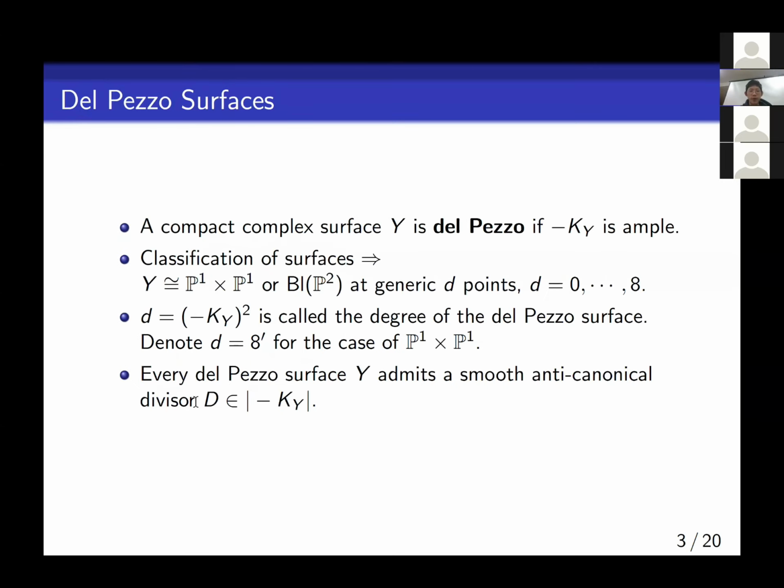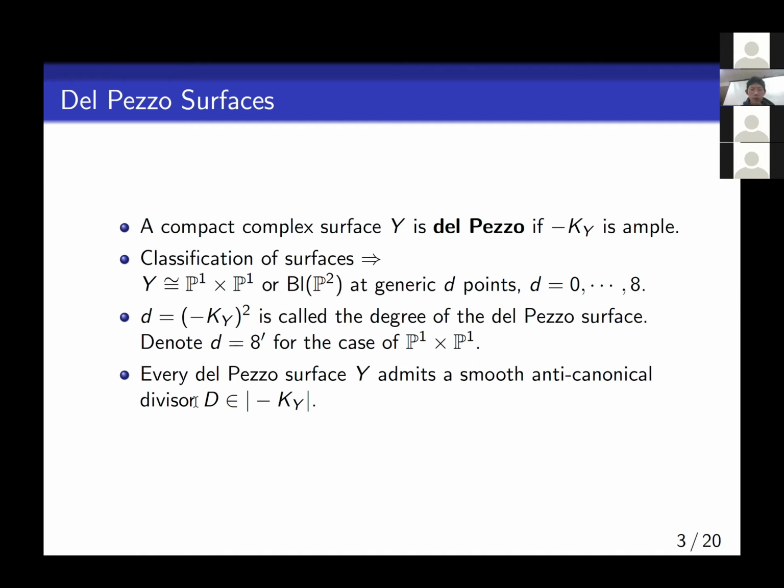So the first player of the game are del Pezzo surfaces. They're compact complex surfaces with nef anticanonical divisors. From the classification of surfaces, they're either P1 times P1, or you can blow up a P2 at most 8 points. So in total, there are 9 choices of D, or P1 times P1, so there are in total 10 families of del Pezzo surfaces.